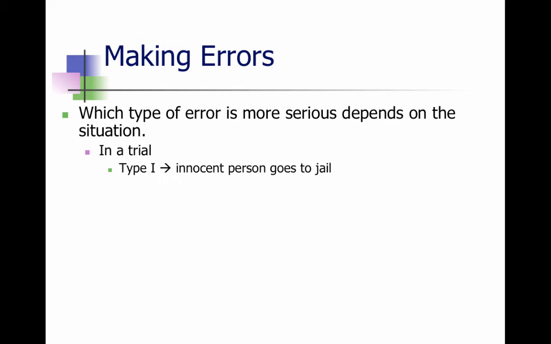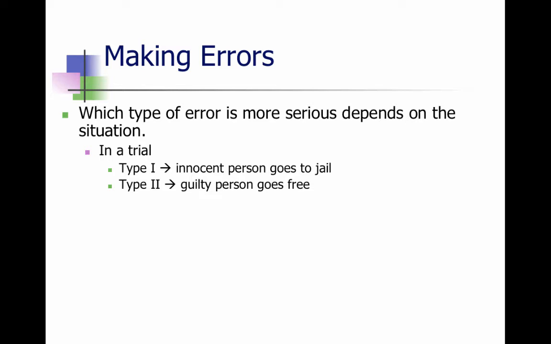So in a trial, a type 1 error is that an innocent person goes to jail. So again, the null hypothesis would be that they are innocent. The alternative is that they are guilty. So a type 1 error means that the null hypothesis is true, so the person is innocent, but we reject it. So we say they're guilty and they go to jail. A type 2 error is where a guilty person goes free. So in a type 2 error, the null hypothesis is false, so that means that they are not innocent, they are guilty, but we fail to reject it, so that means we say that they're innocent, and in this case, a guilty person would go free.